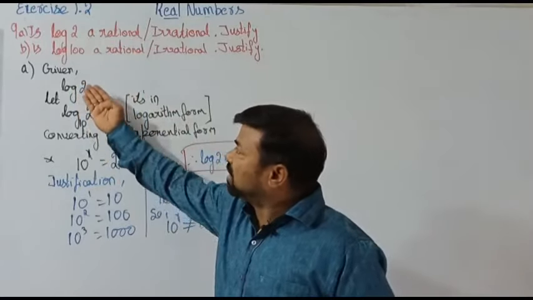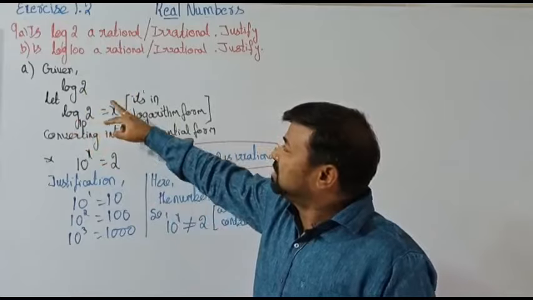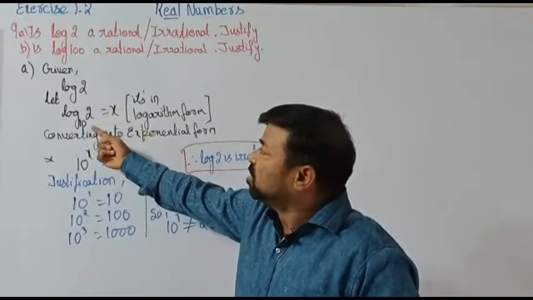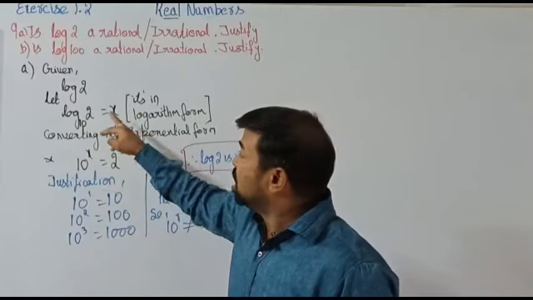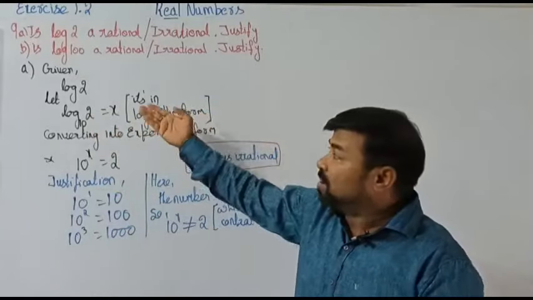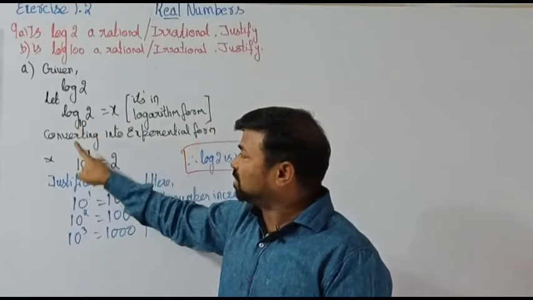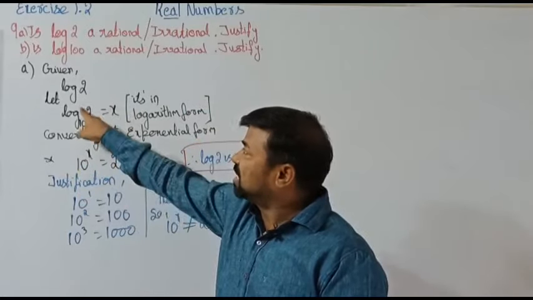What I am taking is log 2, and whatever it might be, we are equating it to x with the base 10. Okay, now you know it is in the logarithm form. I am converting that into the exponential form. What has happened? I kept the same base, and I shifted x there and the 2 here.